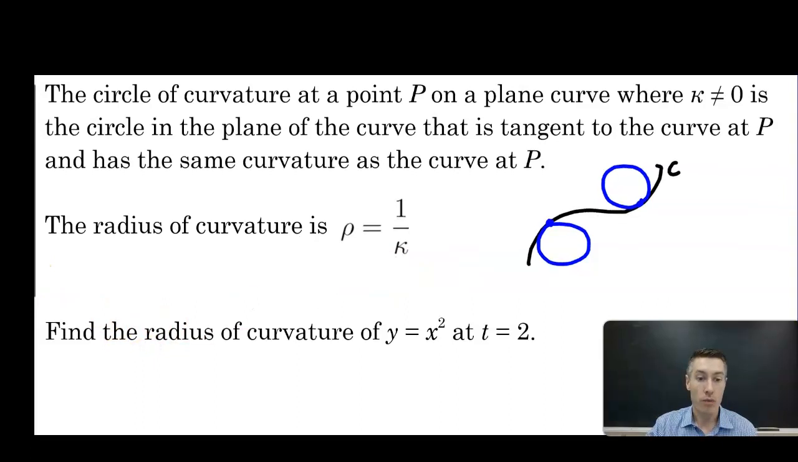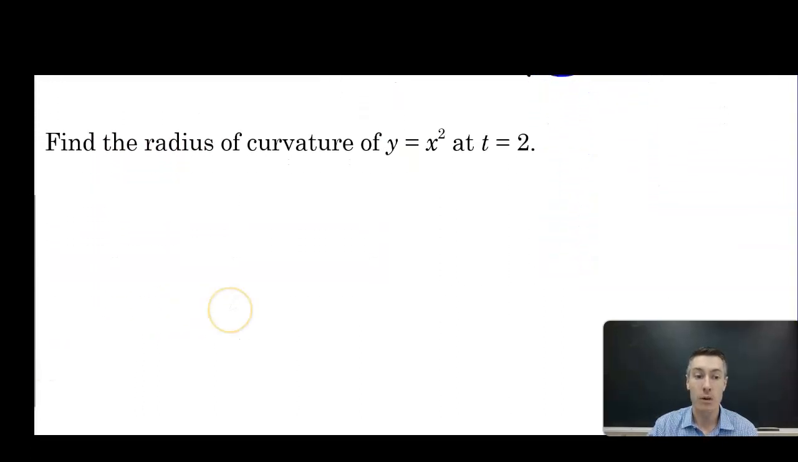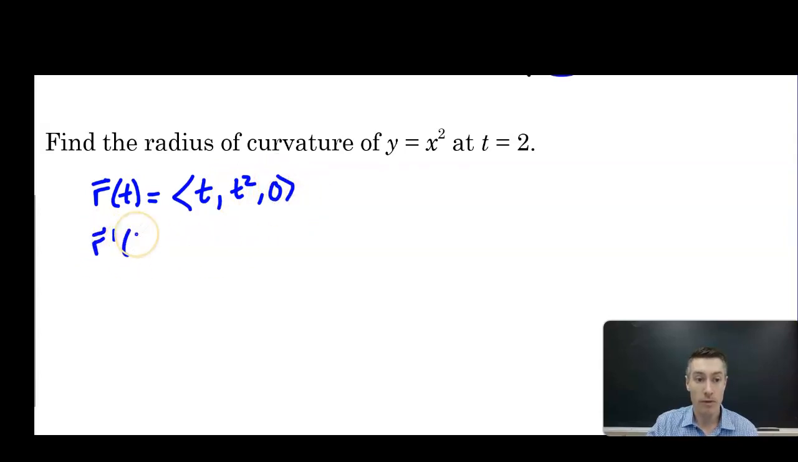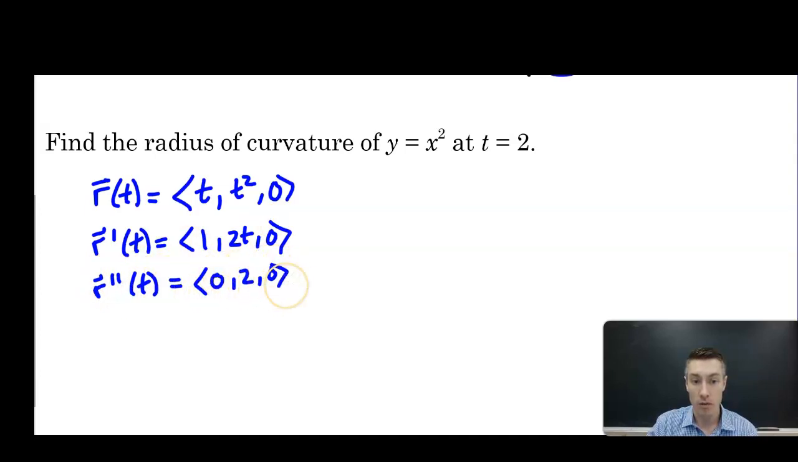Okay, so find the radius of curvature of y equals x squared at t equals 2. So this is our example of a plane curve now. We could use that plane curve formula, or my preference would be to define this as a vector function, parameterize it. So parameterizing y equals x squared, which is the example that I gave a few slides back, if we call x t, then y is t squared and z would be 0. So then r prime of t is equal to 1, 2t, 0. R double prime of t is 0, 2, 0.